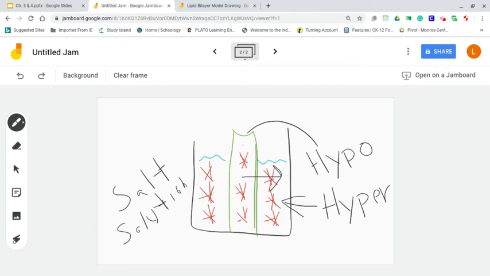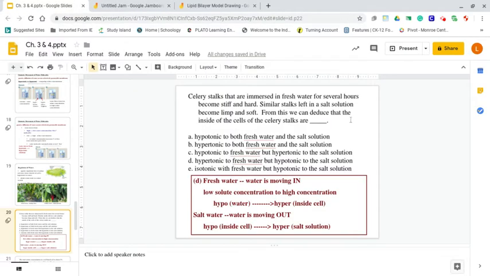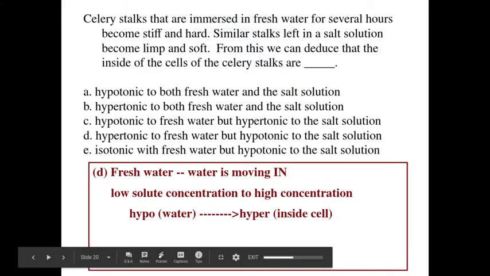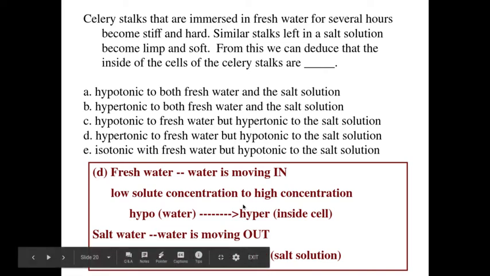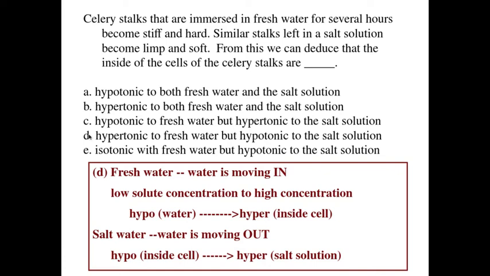Okay. And so in this situation, in a salt solution, the inside of the celery cells are actually hypotonic as compared to the outside. And so that's how we get this. So in a saltwater solution, water is going to move out of the celery. So that means that the inside of the celery cell is hypotonic to the salt solution. And so that's why letter D is the correct answer.